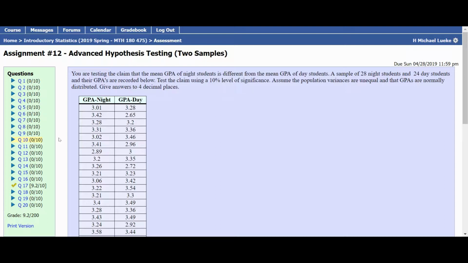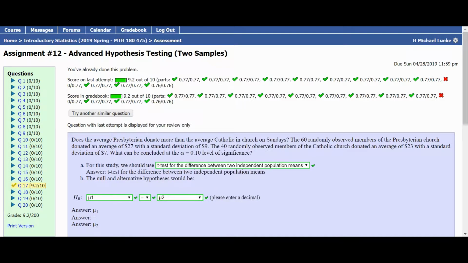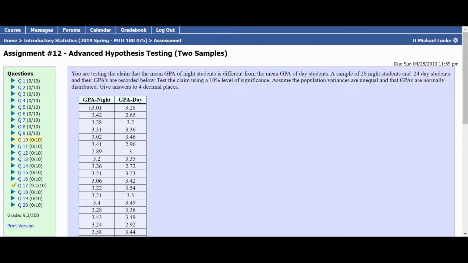So there's actually a way to import or copy and paste just plain old data. In number 17, if you recall, there was a question and they just gave us the statistics. They told us how many people were in the sample. They told us what the mean of each sample was and what the standard deviation of each sample was. And number 10, they don't do that. They just give us the data.